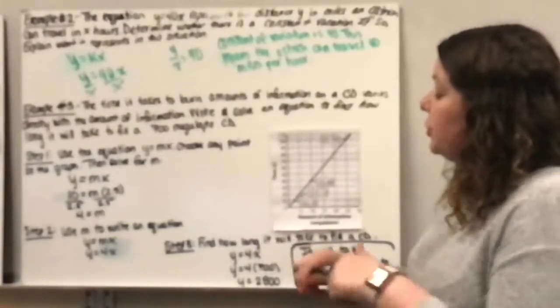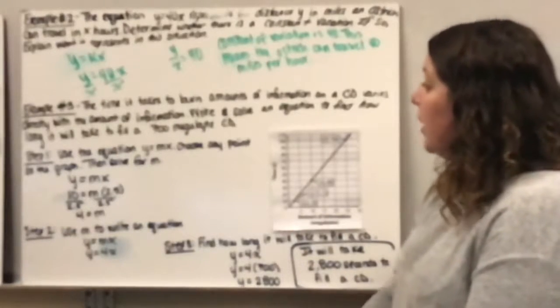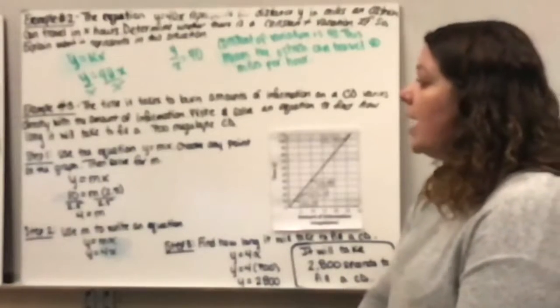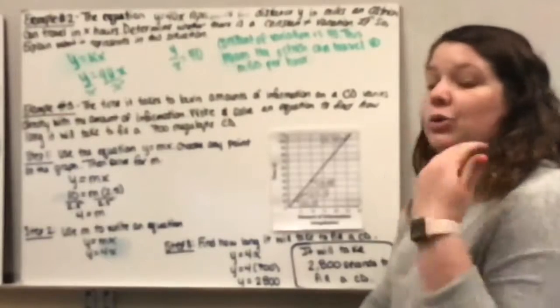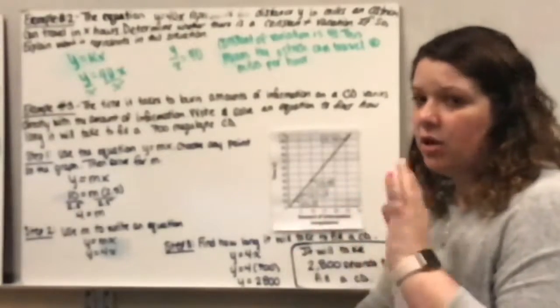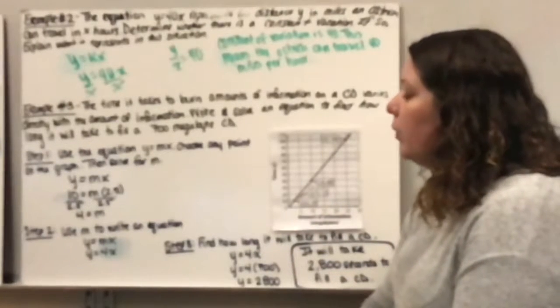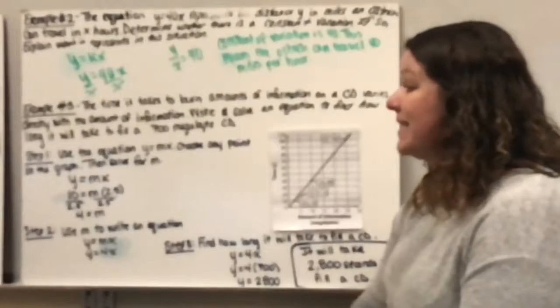All right, example number 3. It says the time it takes to burn amounts of information on a CD varies directly with the amount of information. So it already tells me it varies, okay? So I'm not trying to figure out if it does or if it doesn't. It already tells me that. It says write and solve an equation to find how long it will take to fill a 700 megabyte CD.